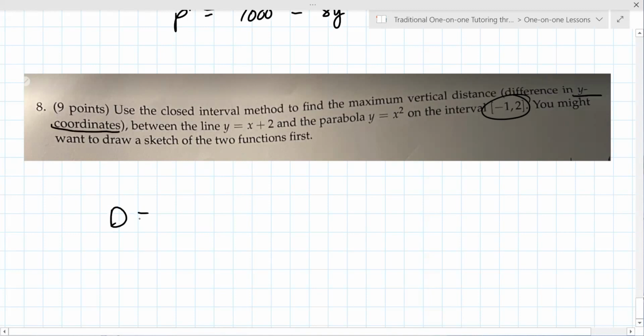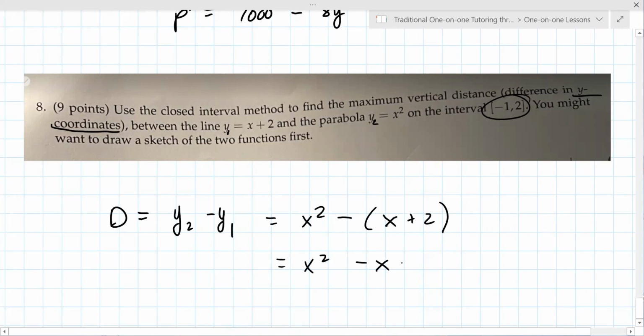The distance is y2 minus y1. And this is like y2 and this is like y1. Right. So it's just x squared minus parentheses x plus 2 equals d. And we can distribute this. So it's x squared minus x minus 2. And that's the thing you're trying to minimize. So that's the thing you're going to take the derivative of.